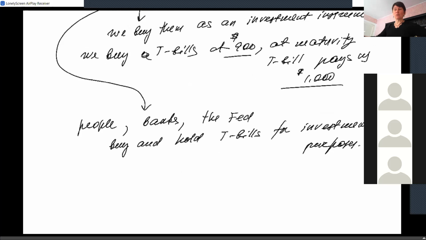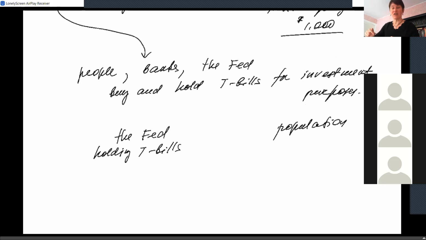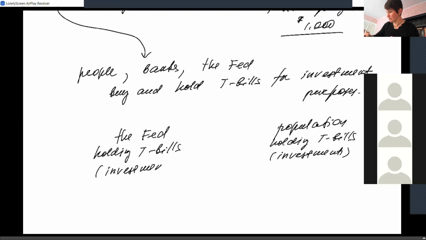So at any given point in time, we have a large number of treasury bills that are held by the population and by the Fed, investment portfolios, okay? So here we have the Fed and population holding T-bills for investment purposes.